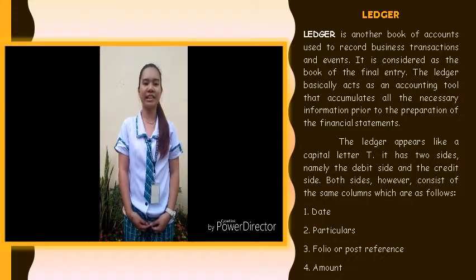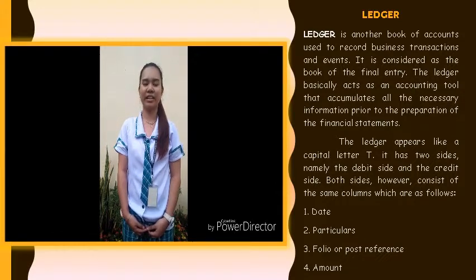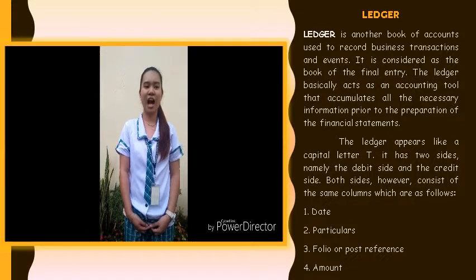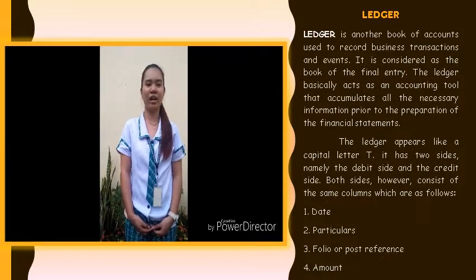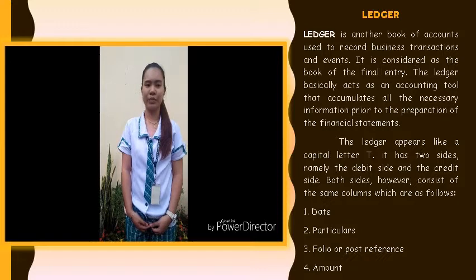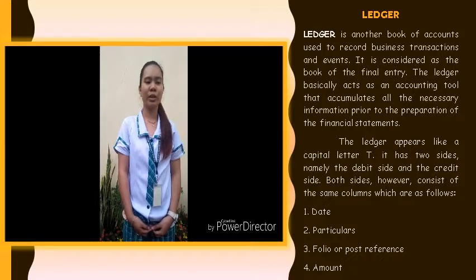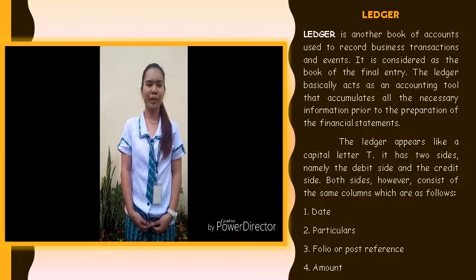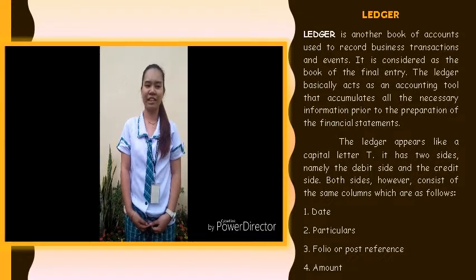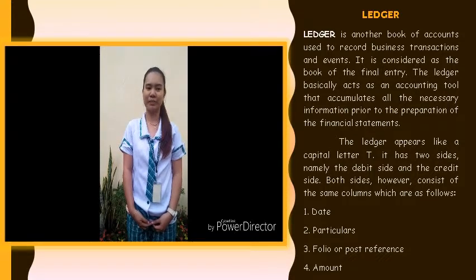The ledger appears like a capital letter T. It has two sides, namely the debit side and the credit side. Both sides, however, consist of the same columns, which are as follows. Number 1, date. Number 2, particulars. Number 3, folio or post reference. And the last one is the amount.